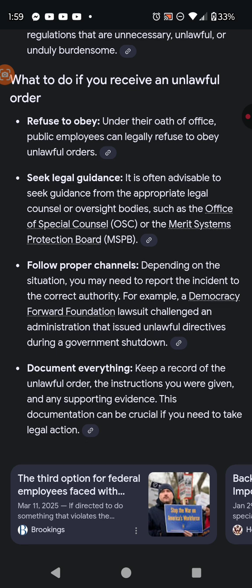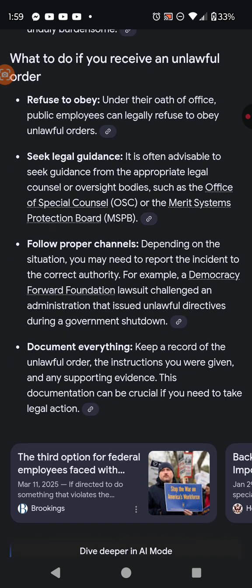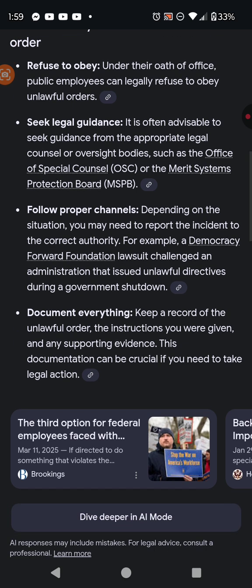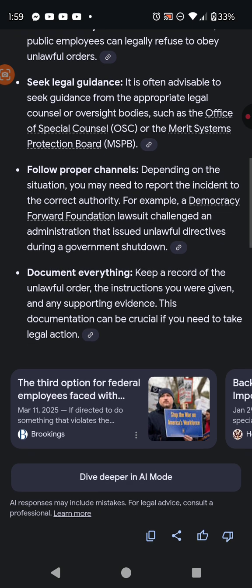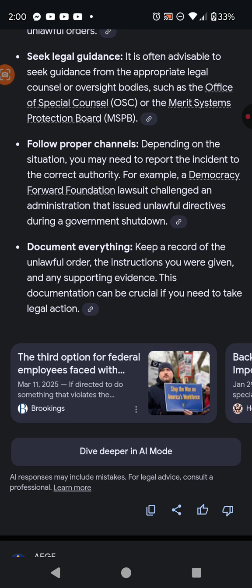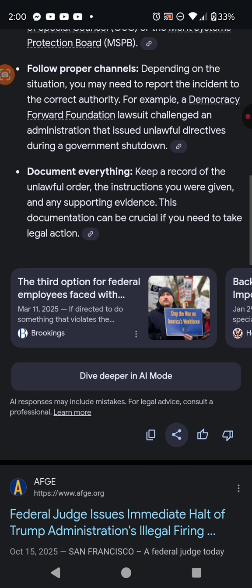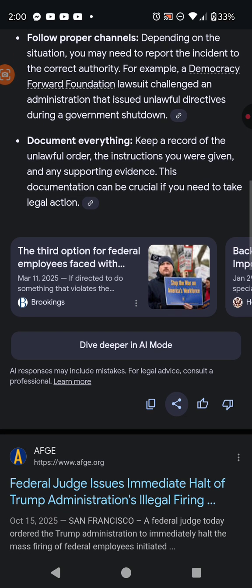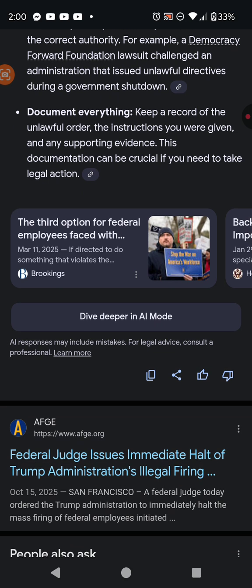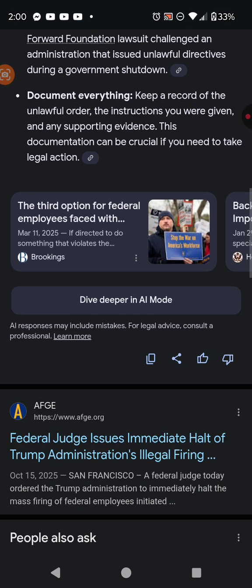Seek legal guidance. It is often advisable to seek guidance from the appropriate legal authority or oversight bodies, such as the Office of Special Counsel or Merit Systems Protection Board. Follow proper channels depending on the situation. You may need to report the incident to the correct authorities. For example, a Democracy Forward Foundation lawsuit challenged an administration that issues unlawful directives during a government shutdown. Document everything. Keep a record of the unlawful order, the instructions you were given, and any supporting evidence. This documentation can be crucial if you need to take legal action.